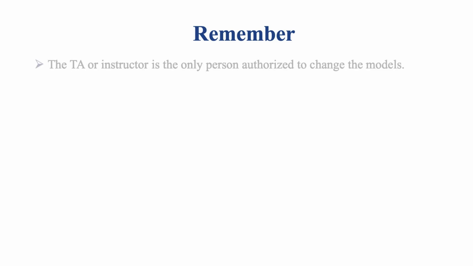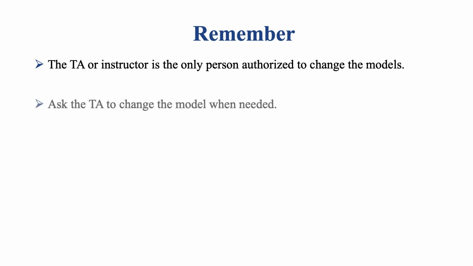Remember, the TA or instructor is the only person authorized to change the models. Ask the TA to change the model when needed. The models can be analyzed under various flow velocities and data recording as photos or videos can be obtained at different exposure conditions and frame rates. The use of the high-speed camera will be described later. Refer to the specific lab guide for detailed information.